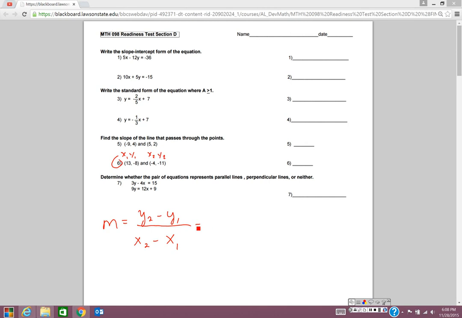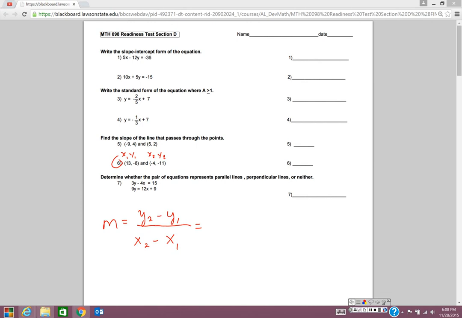So it is the change of y's over the change of x's. And as long as you keep this consistent, 2, 2, 1, 1, you are good. Alright, so make sure they are consistent in the numerator and denominator. So the same way you wrote it in the numerator, make sure you write it in the denominator.